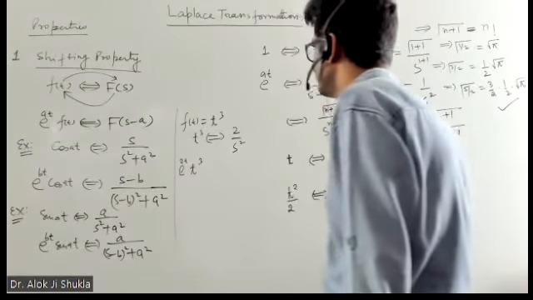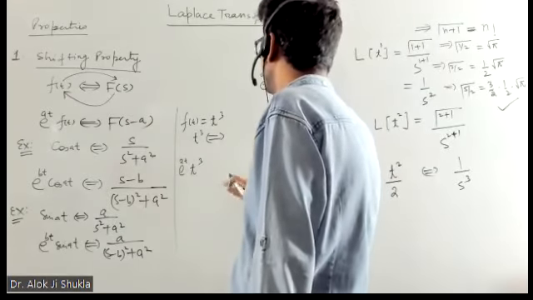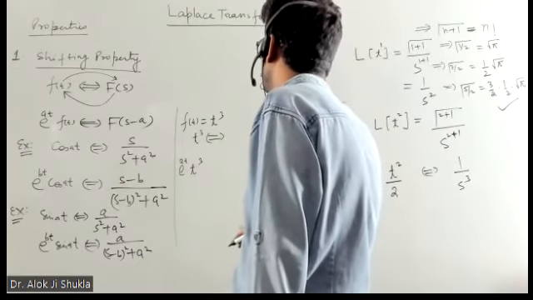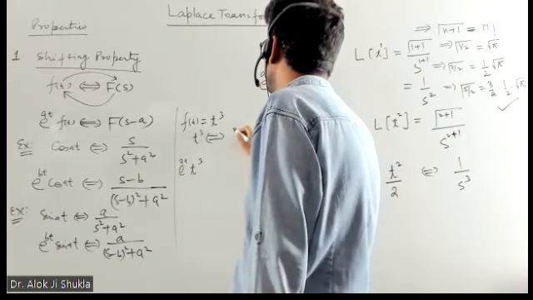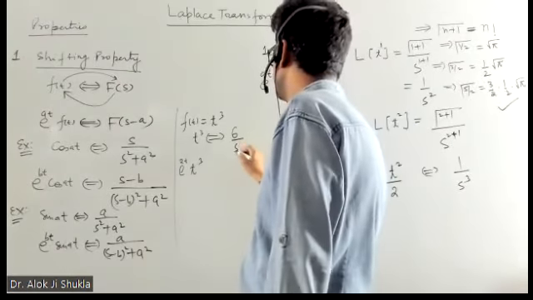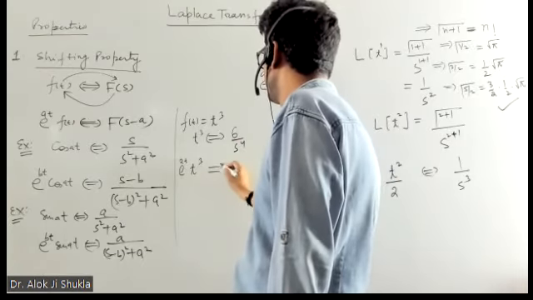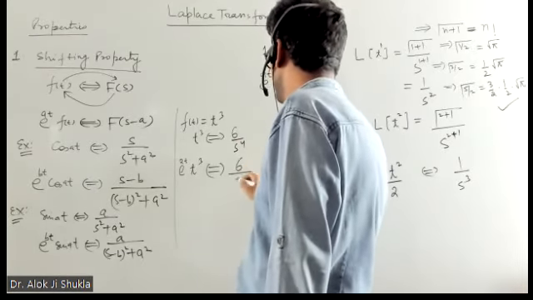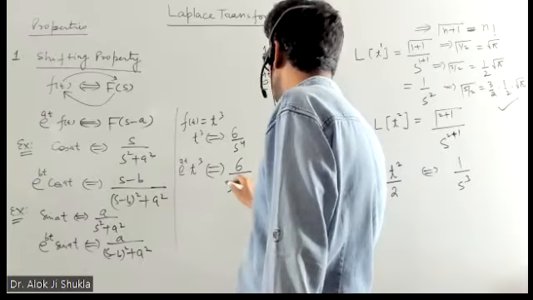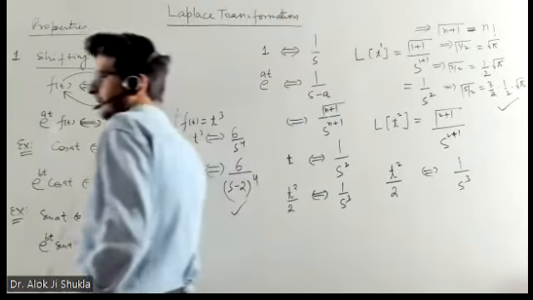This will be t to the power 4, right? Sorry, 3. Yes, sir. So n plus 1, so it will be 6 by s to the power 4. Yes, sir. Then e to the power 2t times t cube will be 6 by (s minus 2) to the power 4. Understand this, everybody.